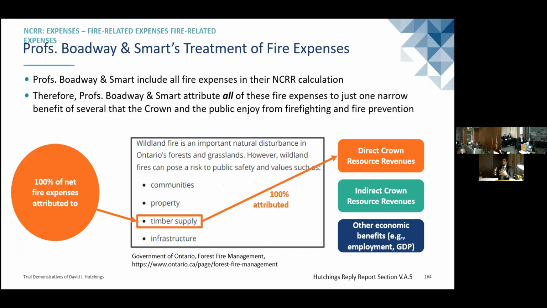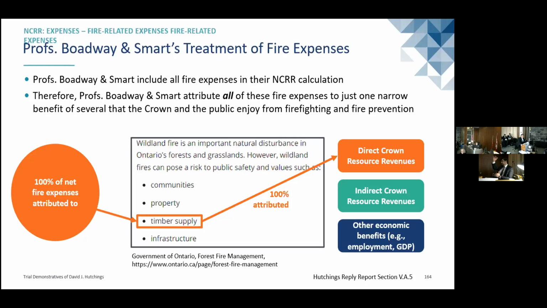The alternative is to attribute 100% of net forest expenses to timber supply. Fire expenses or forest expenses? Sorry. Fire expenses, 100% of net fire expenses. Okay. And so what happens when you include all of fire as relevant for purposes of the NCRR calculations is effectively saying 100% of the net fire expenses, so after you've subtracted the amount that gets recovered, is attributed to timber supply. And within that, it's all attributable to direct Crown resource revenues.